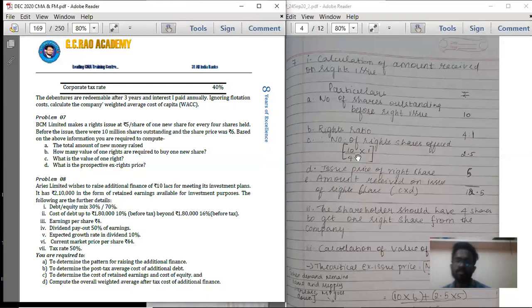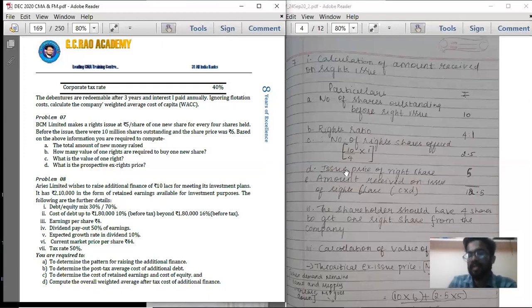Below particulars, record (a) number of shares outstanding before right issue. In the amount column, record 10, because 10 million shares are outstanding. Below that, (b) rights ratio. How much is the rights ratio? For every 4 shares, you are getting 1 share. That is 4:1. So rights ratio is 4:1. In the amount column, record 4:1.